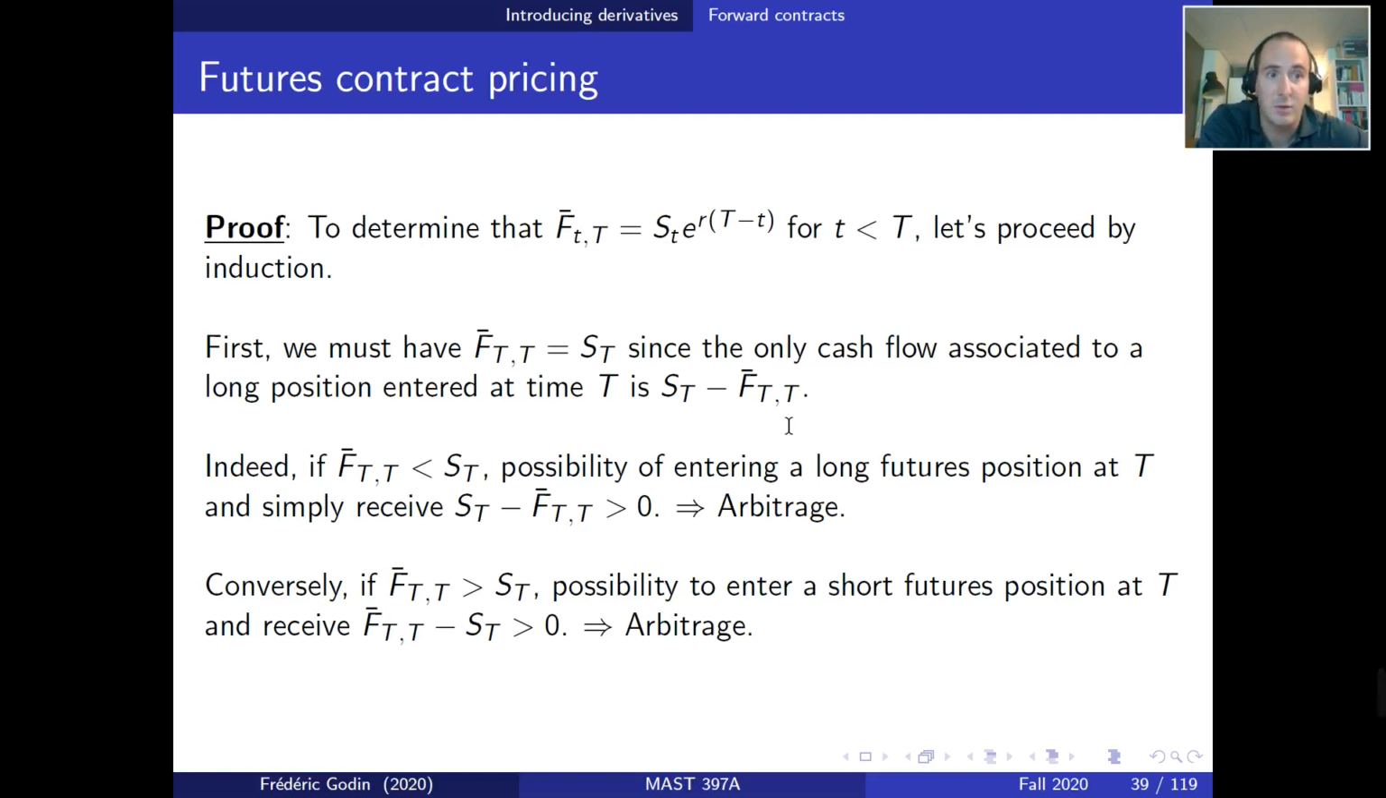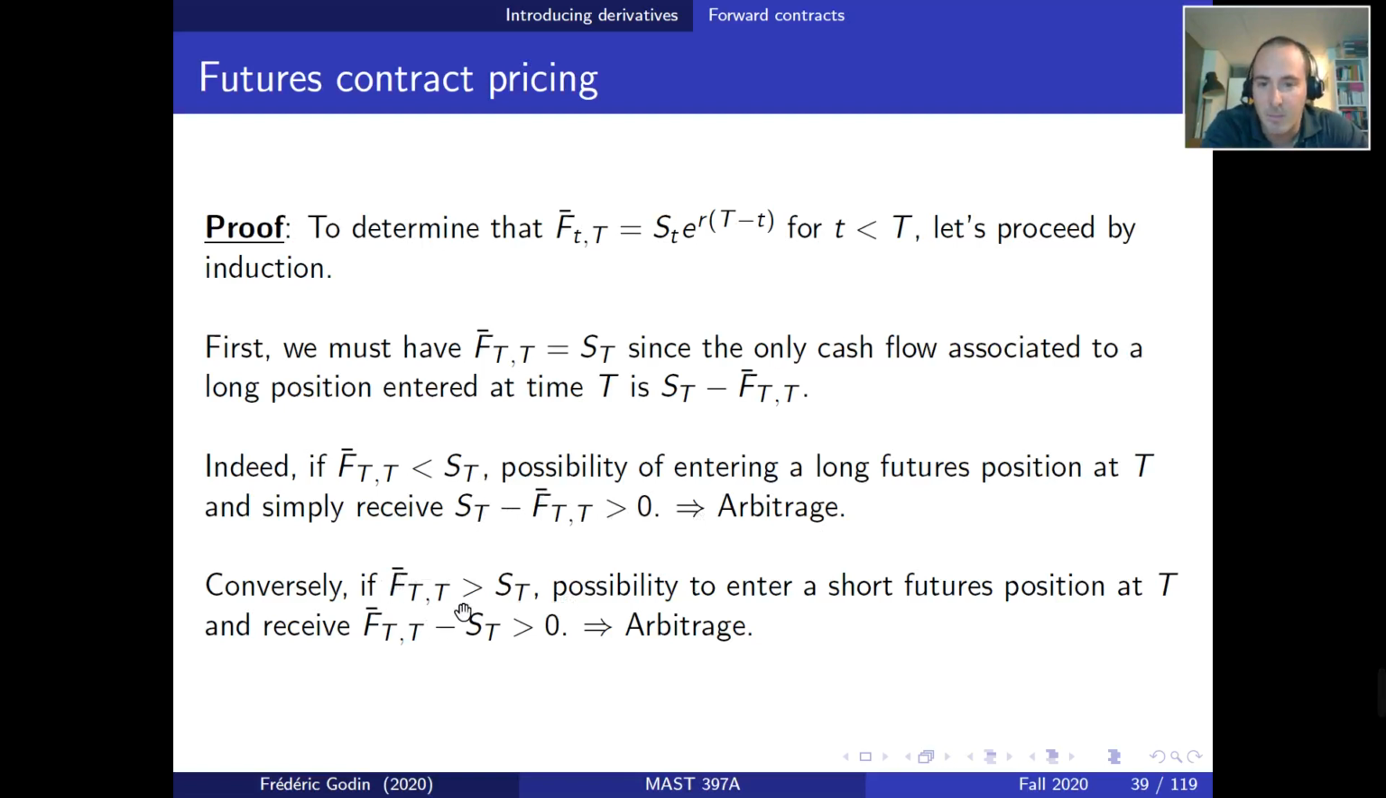You can enter a futures contract anytime. So if you enter a futures contract and you just receive a positive cash flow and then the futures expires, then this is arbitrage. It's a free cash flow. So this must be precluded. For instance, if the futures price is smaller than S_T, then you could enter a long position at time T in the futures contract, receive the underlying asset, pay the futures price, and receive a net positive inflow, which would be an arbitrage.